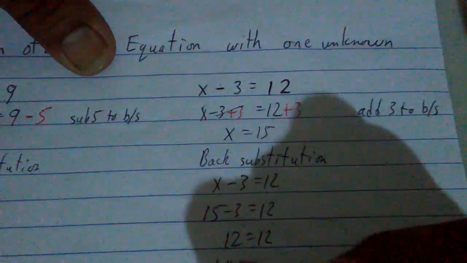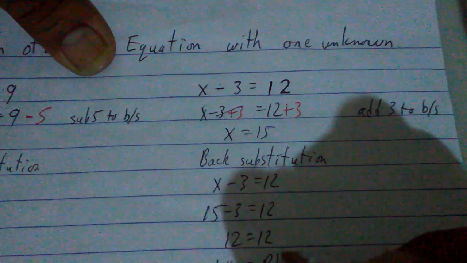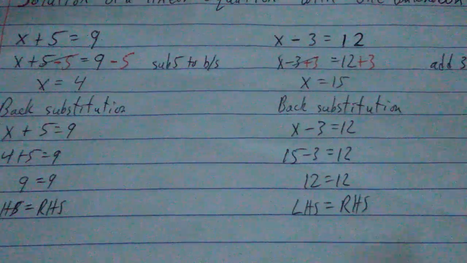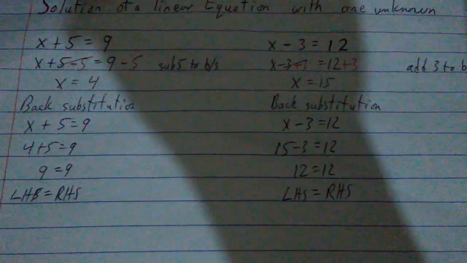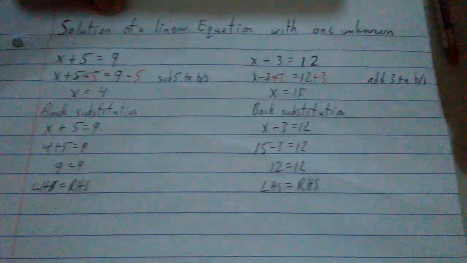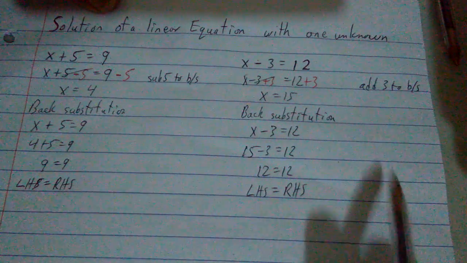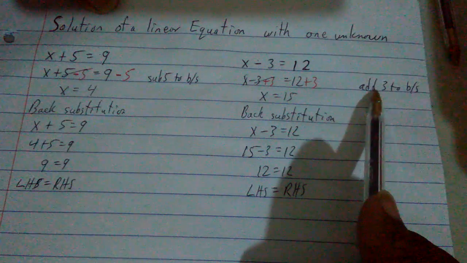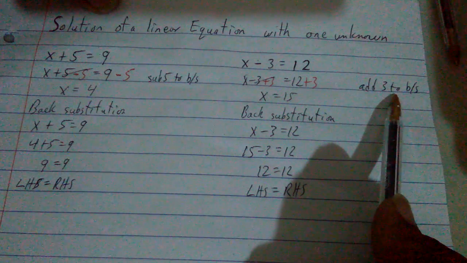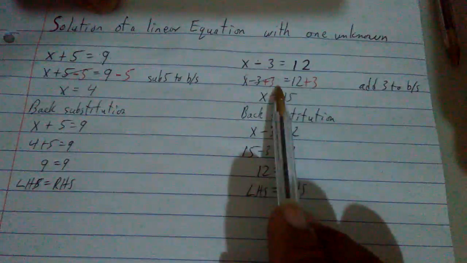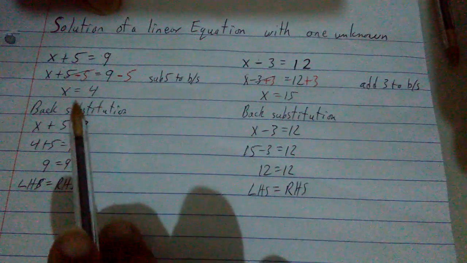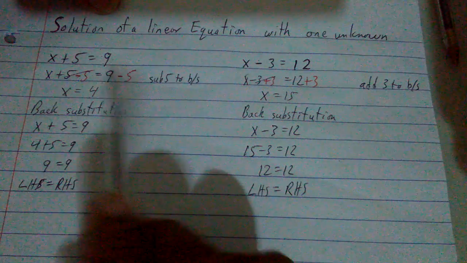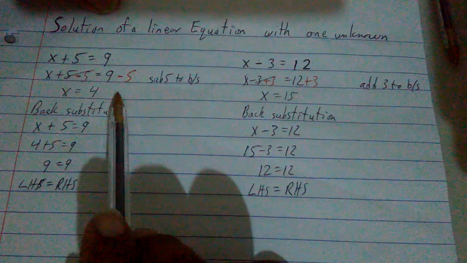So your left hand side is equals to your right hand side. We have proven both of them to be correct. As you can see, nothing has changed. What did we do? If it's a minus that we have here, then we add 3 to both sides. We get a solution. If it's an addition, then we subtract the value that we have there on both sides with our solution.